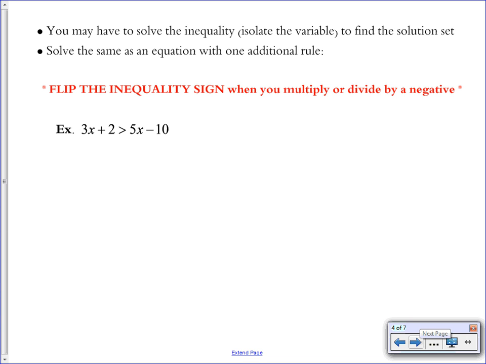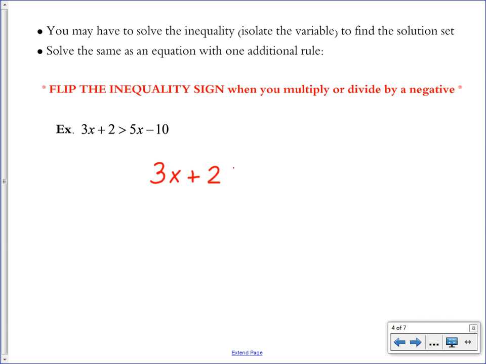As inequalities get more complicated, you may have to solve the inequality to find out what the solution set is. So the example that's given here, you can't just put that on the number line. You need to isolate the x first to figure out what x is either greater than or less than. There's one additional rule to remember when you're solving this inequality for x, is that you must flip any inequality sign when you multiply or divide by a negative number. So I've chosen an example so you can see what that's going to look like here.